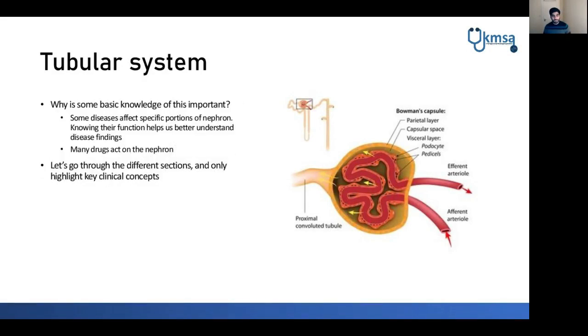So again, why is it important to know this clinically? This is clinical teaching, because there are some diseases that affect specific parts of the nephron, and if you know how the nephron functions, it helps you understand how the disease presents itself. As well as that, it's a key area for drugs, and they target different receptors along there. Let's go through a few of these things. Again, I'm not going to go into the nitty-gritty. I don't think it's relevant, but let's talk about the key things that we should know.